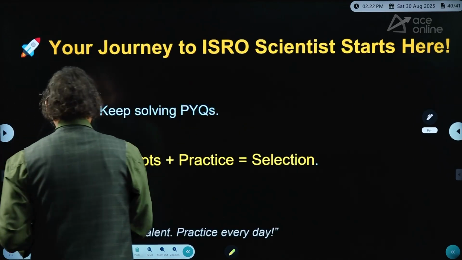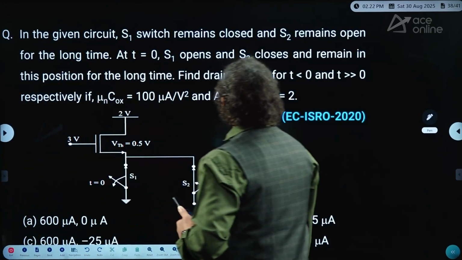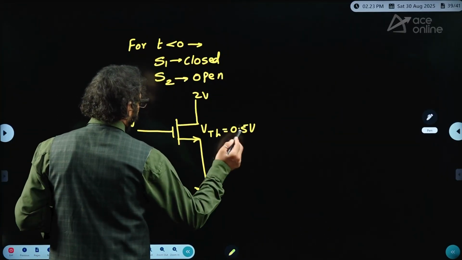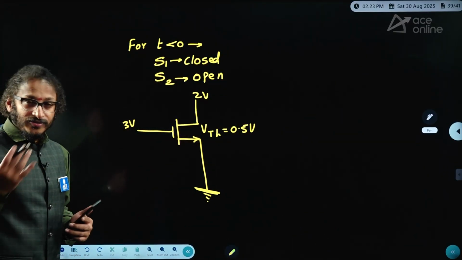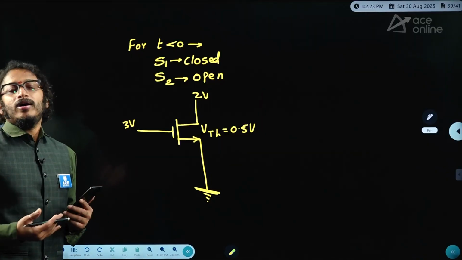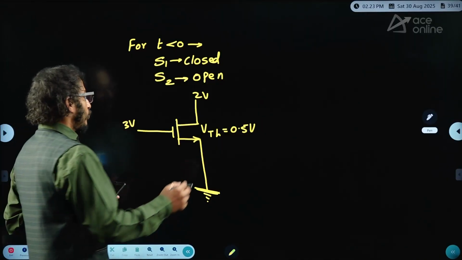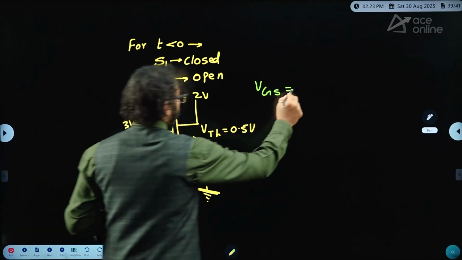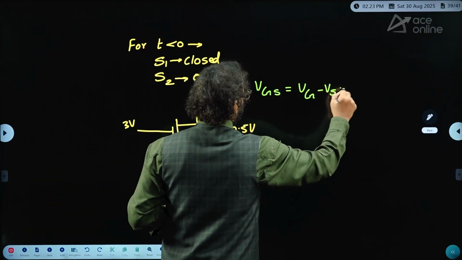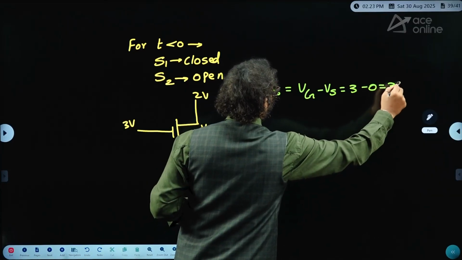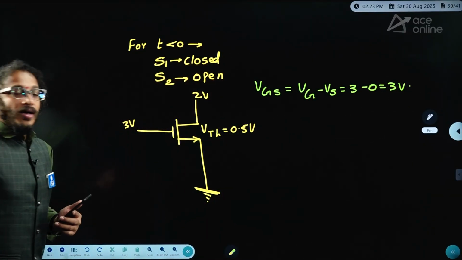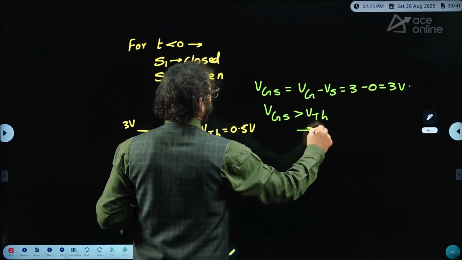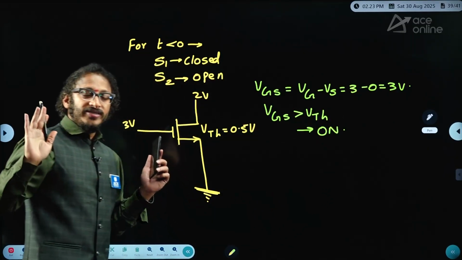Now find the drain current. First of all, to find the drain current, I need to check whether my MOSFET is on or not. Find VGS. VGS is VG minus VS, that means 3 minus 0, which is 3 volt. VGS is greater than threshold voltage, therefore the MOSFET is on. Yes, there is conduction.